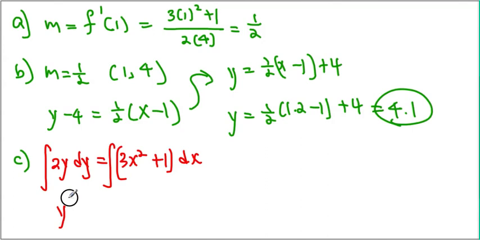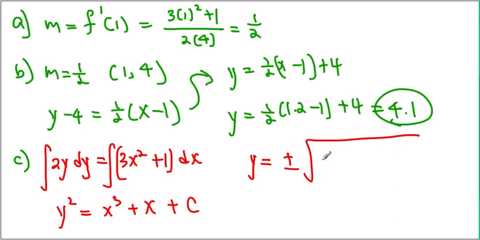So here we have y squared must be equal to x cubed plus x. But don't forget we have plus c over there. Now, y will be equal to plus or minus, we have no idea which, the square root of x cubed plus x plus c.